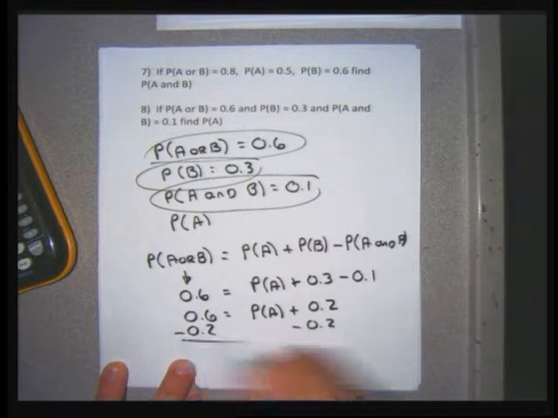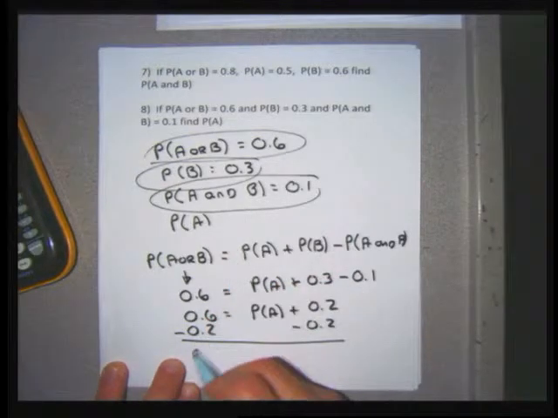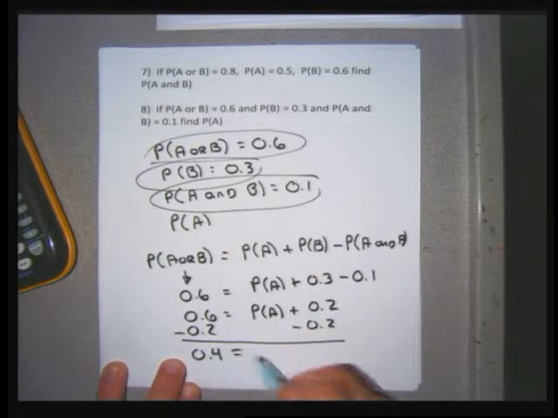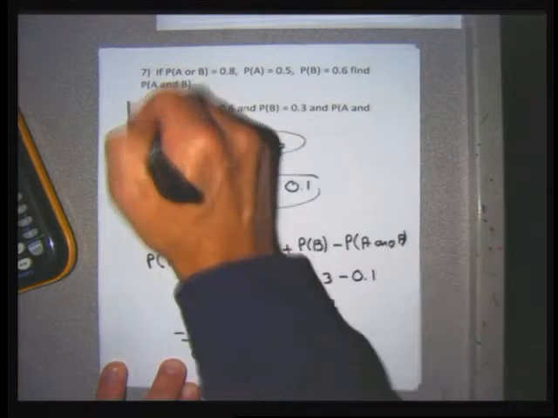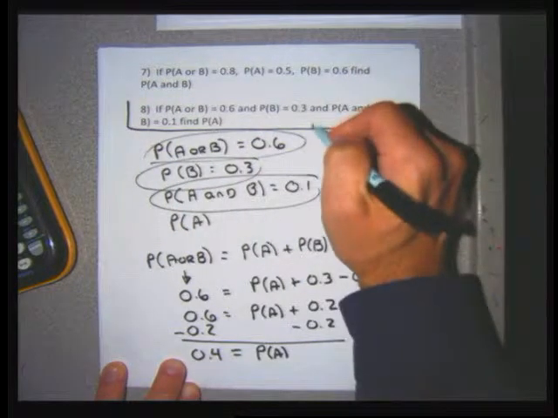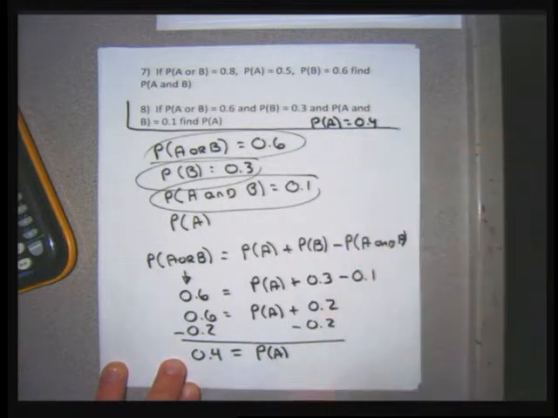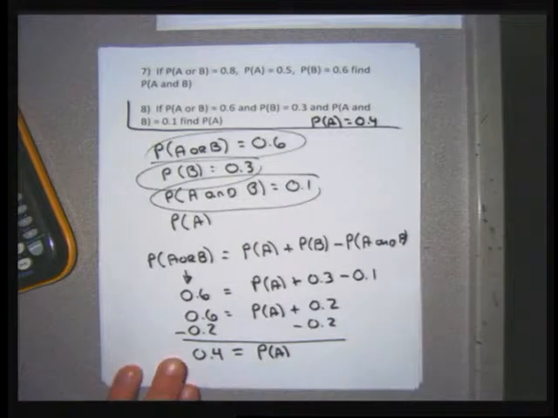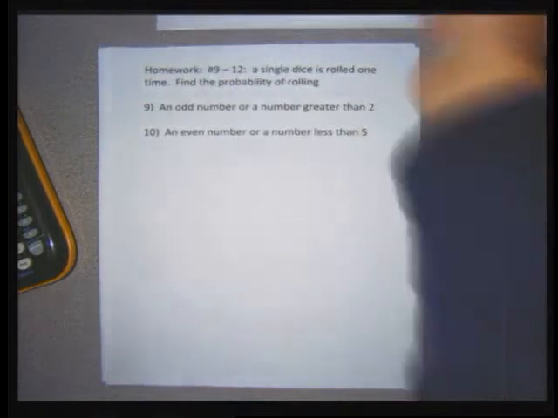both sides. On the left side, 0.6 minus 0.2 is going to be 0.4. On the right side, the 0.2's cancel. I'm left with the probability of A. So the answer to problem 8 is the probability of A is 0.4, or 40%, or 4 over 10, or 2 over 5. But this is all that this problem wants. So hopefully you can do problems 5 and 7 with that as a kind of a basis.